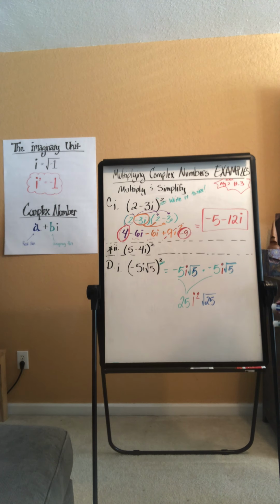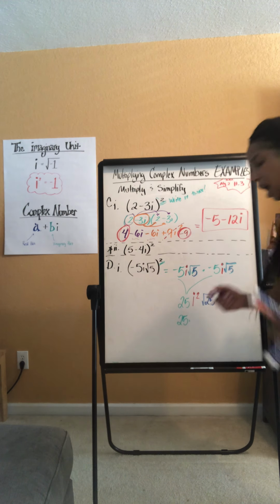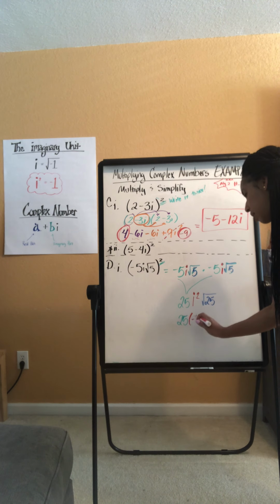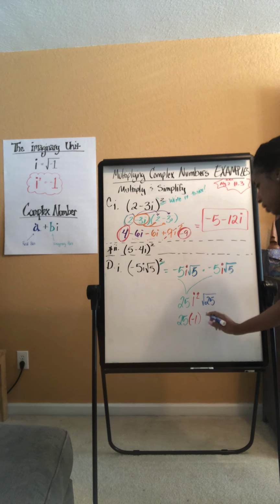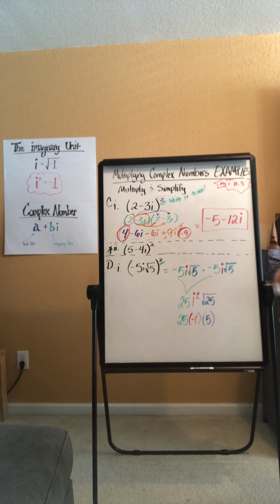All right, so let's simplify this. This is a 25 times i squared, which we know is a negative 1. So times a negative 1. And the square root of 25, we know, is the whole number 5. So I have 25 times negative 1 times 5. The 25 times the 5 will multiply, and my final answer would be a negative 125. So that's one way we could do it.